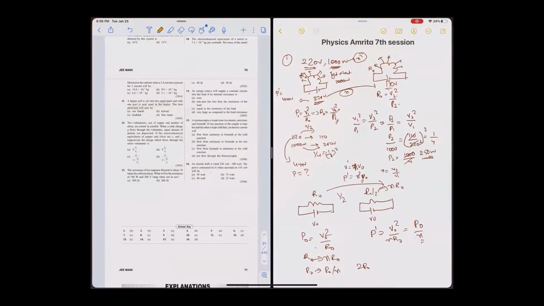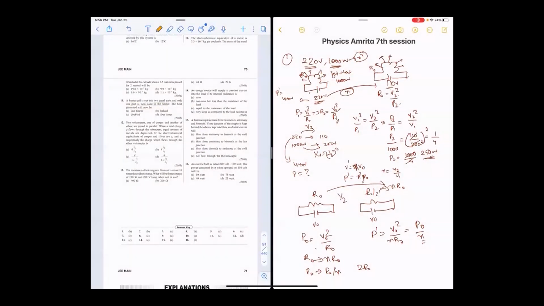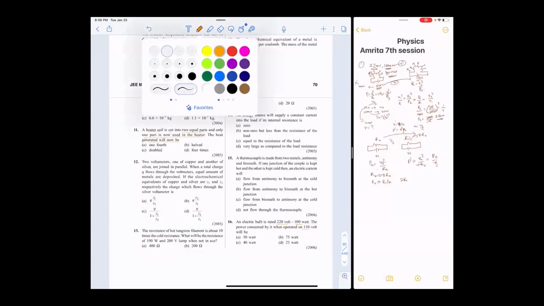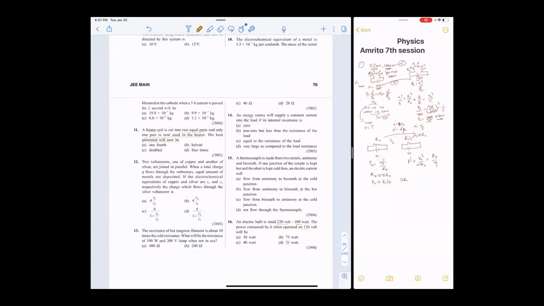Now see, the 16th question. An electric bulb is rated 220 volts, 100 watts. The power consumed by it when it is connected to 110. Tell me the answer quickly. 220 volts, 100 watt. It's 2006. Kind of the same question asked in a different way.